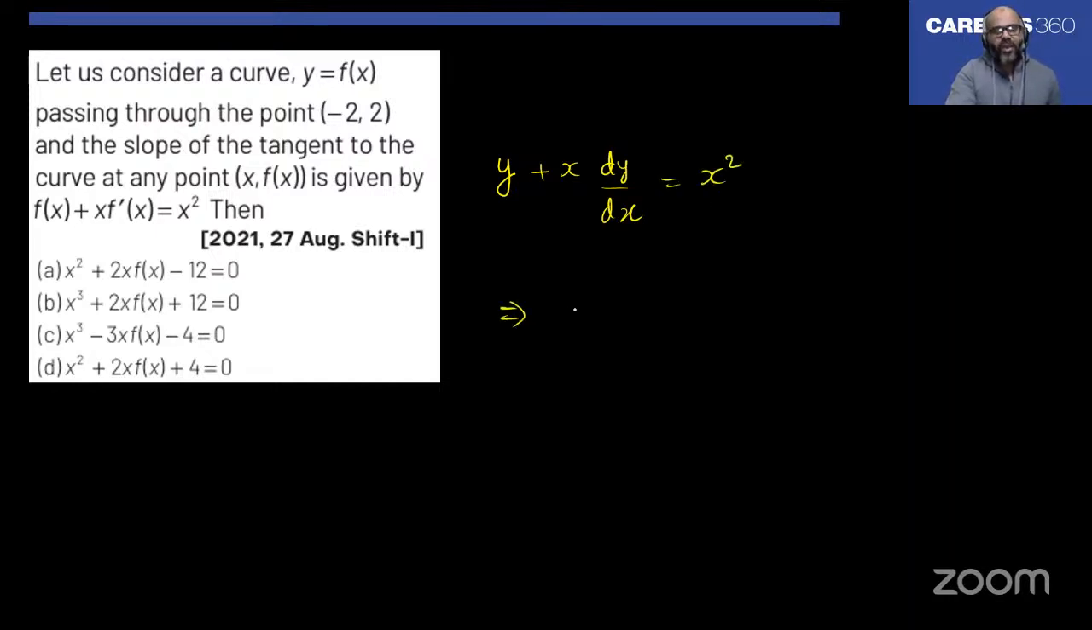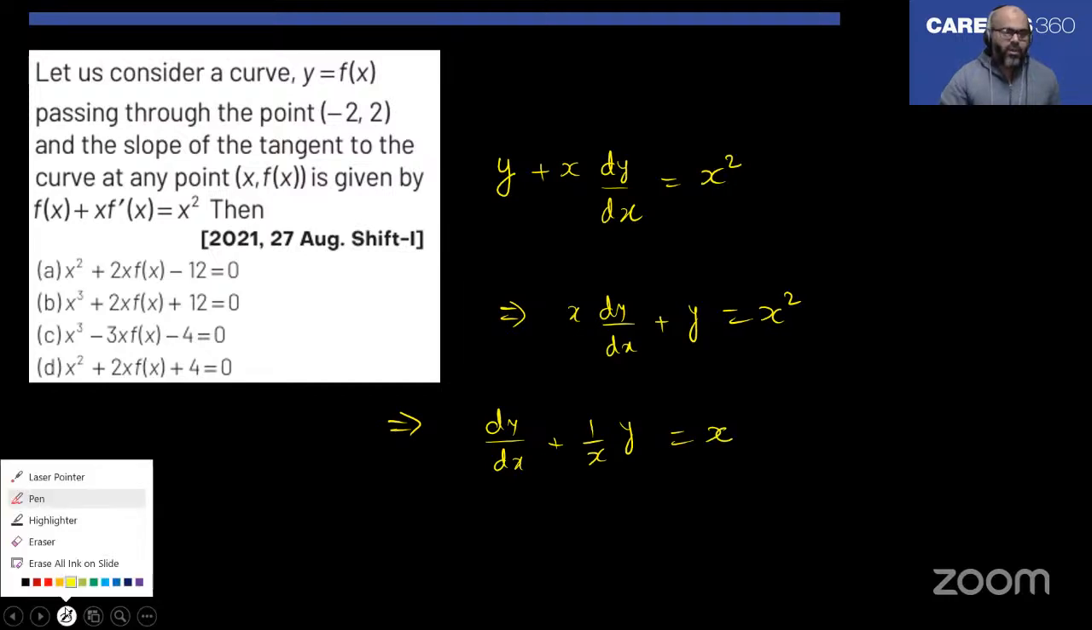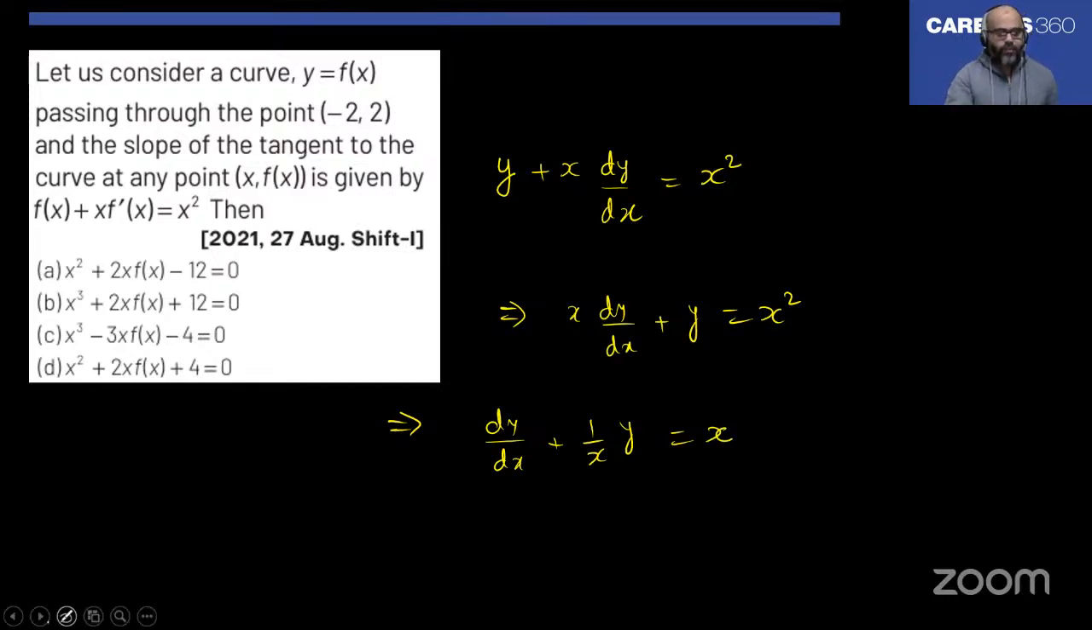So here again, x dy by dx plus y is equal to x square. This is what we can write. And we divide by x. Okay, so dy by dx plus 1 by x into y is equal to x. x square by x will be x. Now, if you see p here, p is actually 1 by x. So if you find the integrating factor, it is equal to e to the power integral of 1 by x dx, which is e to the power log x, which is x.